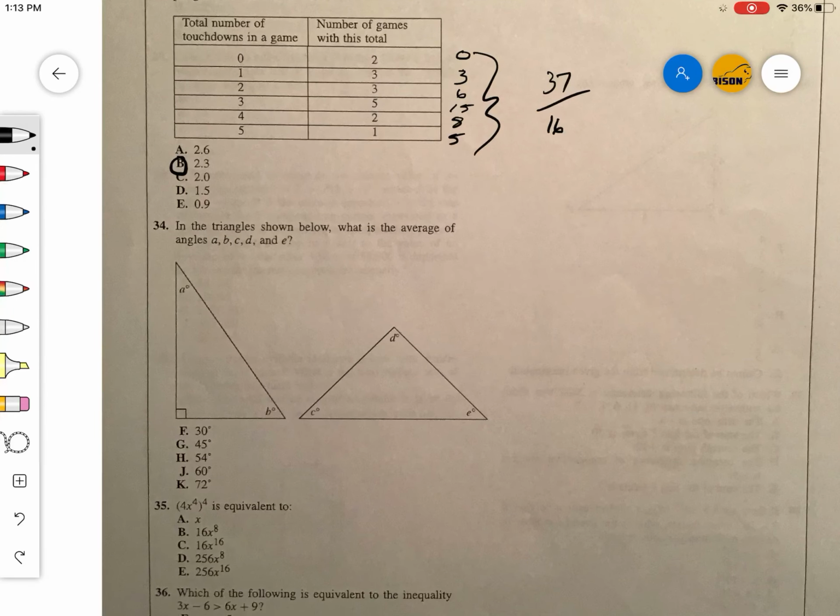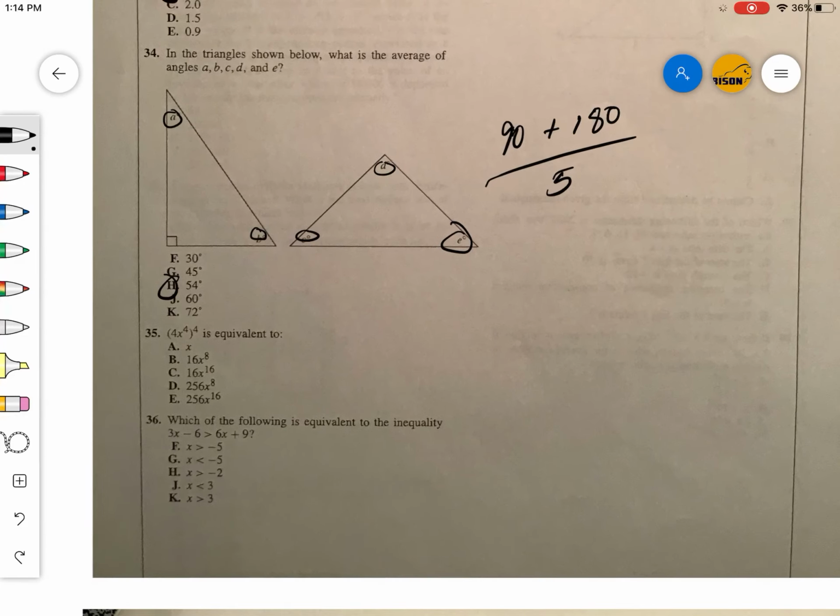All right, number 34. Triangles shown below, what's the average of A, B, C, D, and E? So here's A, B, C, D, and E. Okay, so 5 angles. What does A and B add up to be? Because the other angle in that triangle is 90, so A and B must be 90. So then all 3 angles in the second triangle must be 180. So if we add those together and divide it by 5, it's going to give us the answer. So we'll do 90 plus 180, and we'll divide by 5, which is 54 degrees is the average.